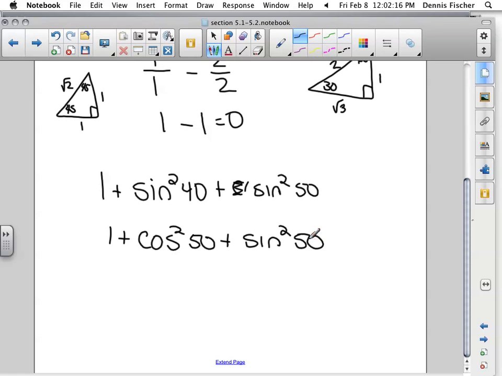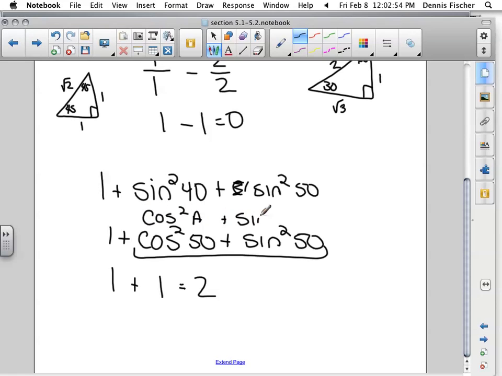Now yesterday, one of the rules we talked about, the most common, most popular rule: sine squared of an angle plus cosine squared of the same angle is equal to 1. So this whole thing right here equals 1. So we got 1 plus 1 equals 2. What is the rule? Cosine squared of any angle plus sine squared of that same angle is always going to equal 1. Will that work for other ones too? Cosine squared 30 plus sine squared 30 equals 1. Will that work?